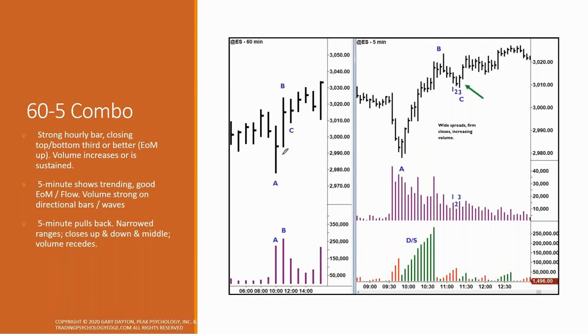So this is the combo. We get a strong hourly bar closing on the top, or the bottom if it's a down bar, but closing in the top third or better. So we have good ease of movement up, or good flow up. The volume increases or is at least sustained. So this is the momentum. And the thing about momentum is that momentum creates momentum. We'll see follow through with that momentum, right?